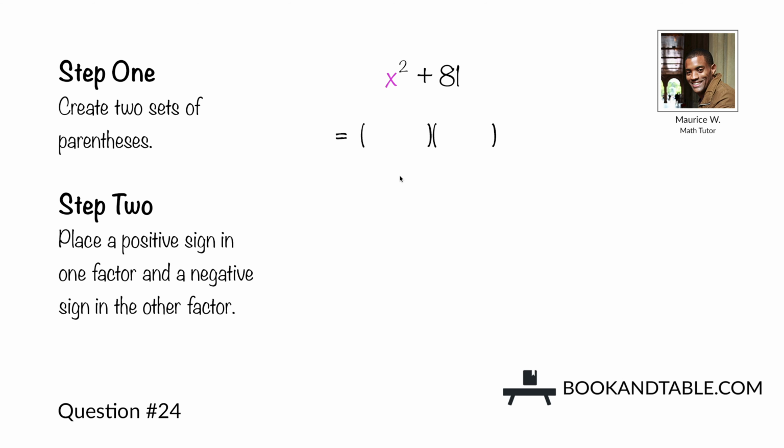Step 1, create two sets of parentheses. These are where our factors will go. Step 2, place a positive sign in one factor and a negative sign in the other factor.